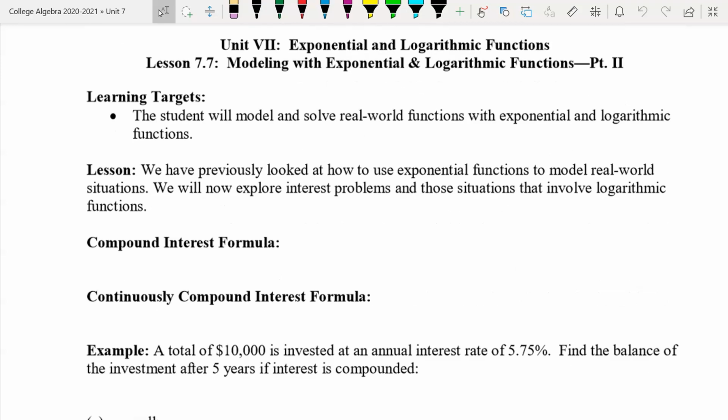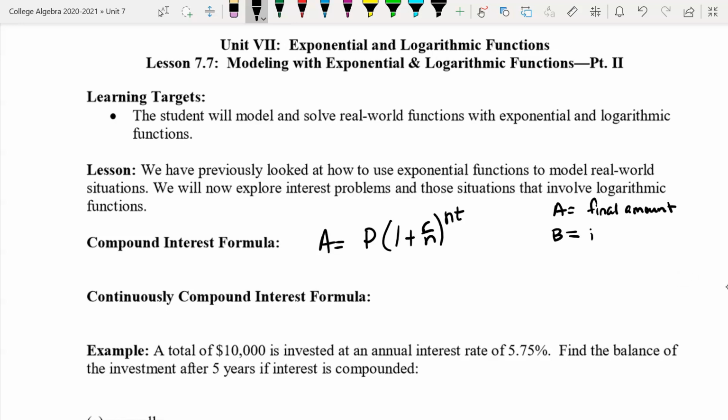So the compound interest formula is A equals P times (1 plus R divided by N) to the NT. The A is going to be your final amount, usually your answer that you're solving for. Your P is going to be your initial amount. Sorry, that should be P there.